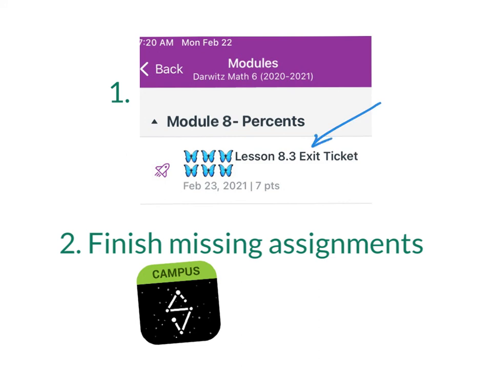Your job today is to go into Module 8 and complete the Lesson 8.3 exit ticket. Use your notes, use your calculator. It is 7 points, and due tomorrow you have 3 opportunities to do your best. With the remaining time, work on any missing assignments you have. Have a good day.